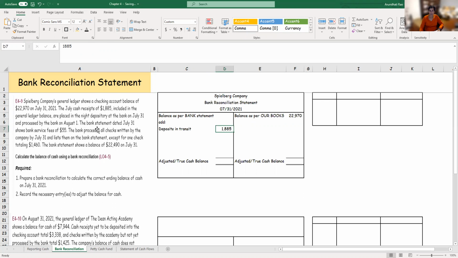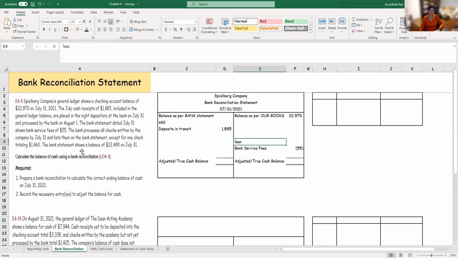Next, we are told that the bank statement dated July 31st shows a bank service fee of $55. So the bank has already taken $55 out of my account. I need to do the same in my books. I need to subtract $55. So on the side where I have balance as per our books, I will write less bank service fees, and the amount is $55. And because it's less, make sure you put the number in parentheses so you remember to subtract it.